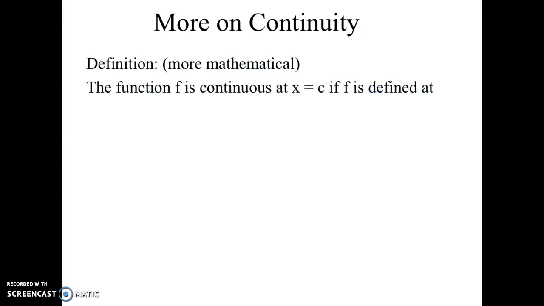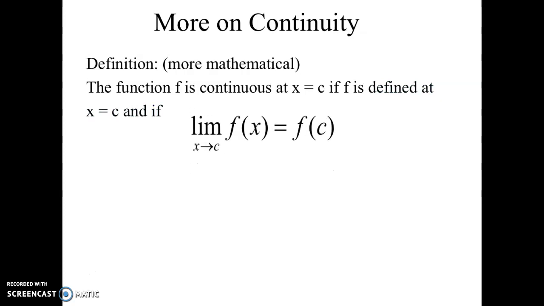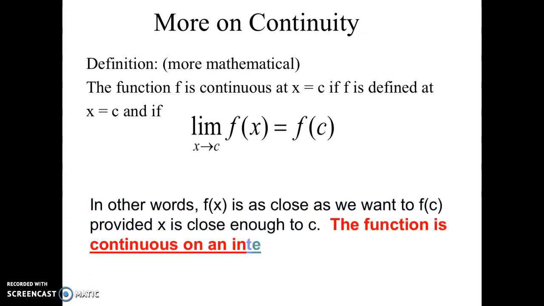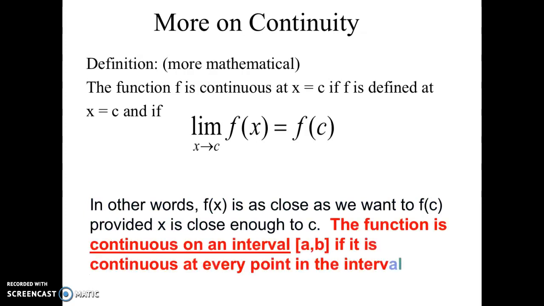This is the definition mathematically. A function f is continuous at x equals c if it is defined at that value, in other words, if it has an actual value there, and the value of the limit as x approaches c is equal to the value of the function at x equals c. In other words, f of x is as close as we want to the value of the function, provided x is close enough to c.